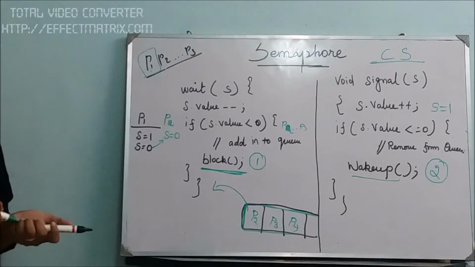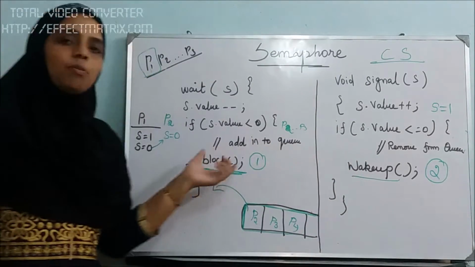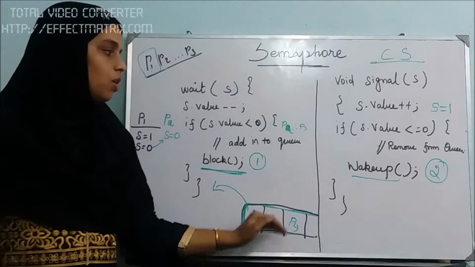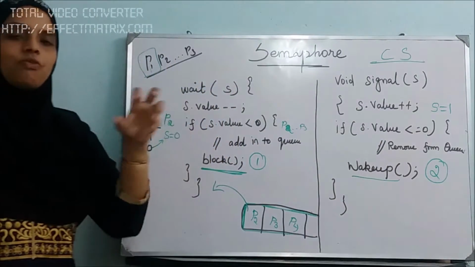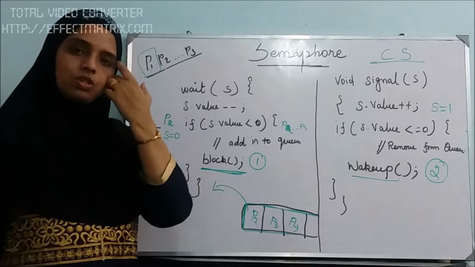In this part we have discussed two main operations, block and wake up. The block operation is used to place the waiting process in the waiting queue. At the same time, wake up is used to pick or fetch the process from the queue for the critical section execution.